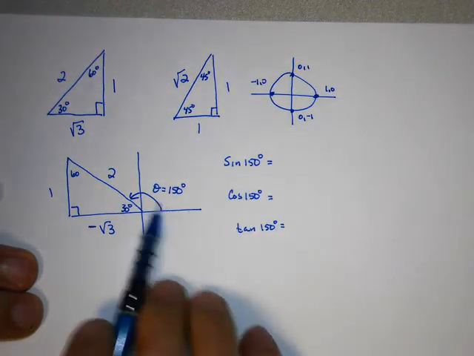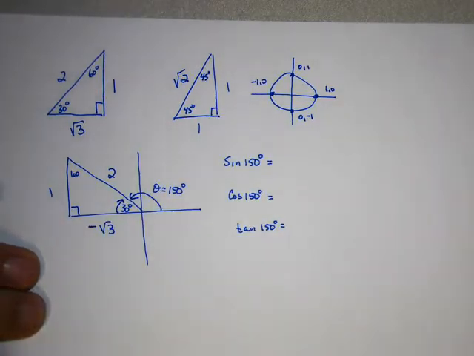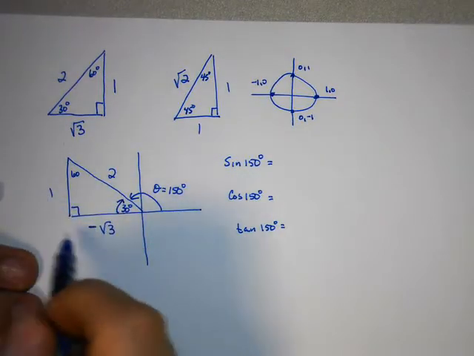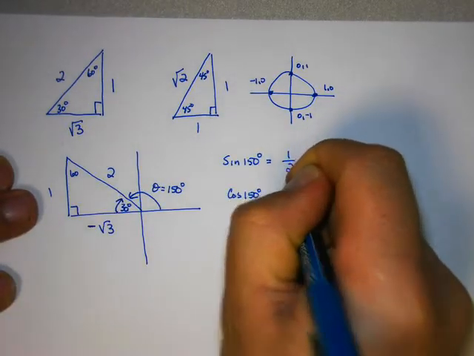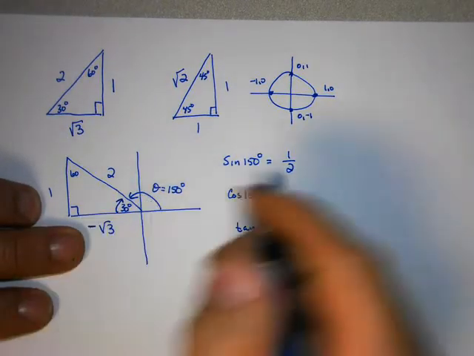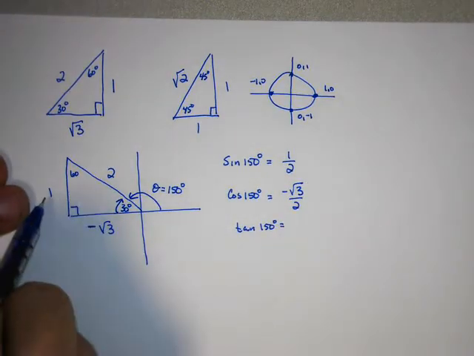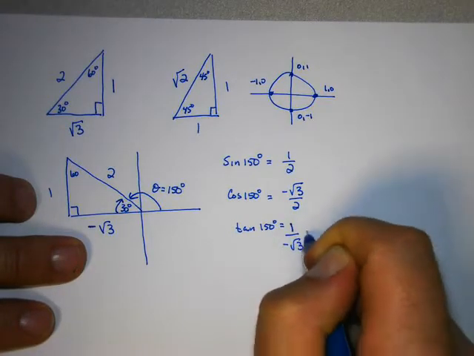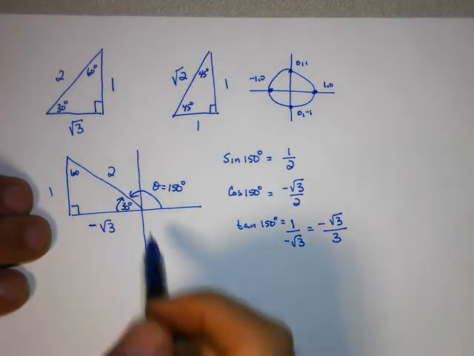So if we have sine of 150, this reference angle, that's what we're going to call it, is going to be 30 degrees. So it's going to be our 30, 60, 90 degree triangle in the second quadrant. So sine is going to be opposite over hypotenuse, 1/2. Cosine of 150 degrees is going to be adjacent over the hypotenuse, negative square root of 3 over 2. And tangent is going to be opposite over adjacent, so it's going to be 1 over negative square root of 3, which is negative square root of 3 over 3. And then we could do our reciprocals as well.